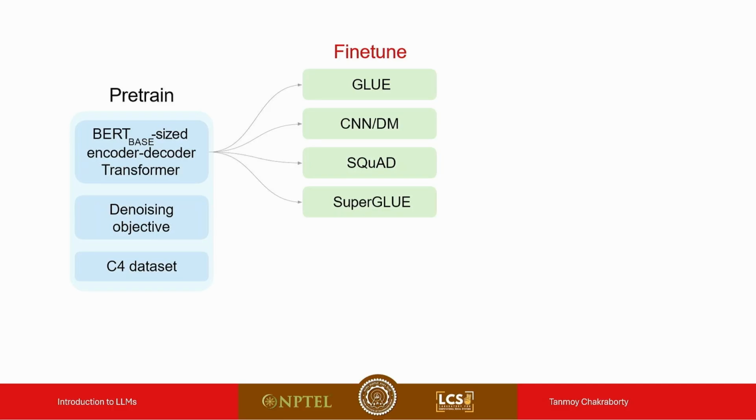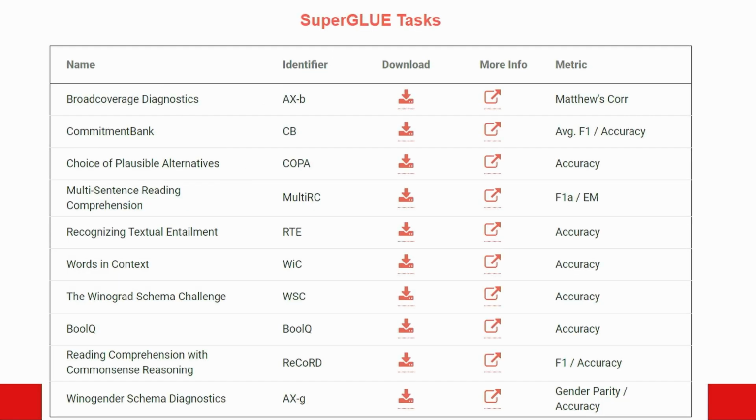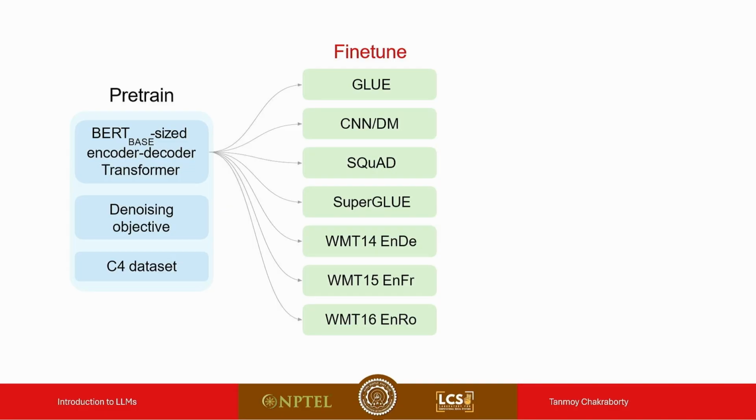There are many other benchmarks these days, like BIG-bench is another benchmark. Now SuperGLUE is even tougher than GLUE, right? SuperGLUE has this many tasks, and these tasks are really tough, even for human beings. For example, recognizing textual entailment, multi-sentence reading comprehension, Boolean question answering, reading comprehension test, and a lot of other difficult tasks, right?